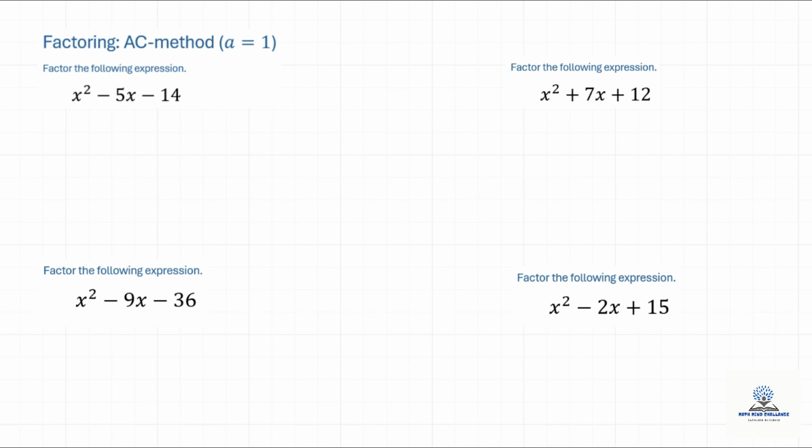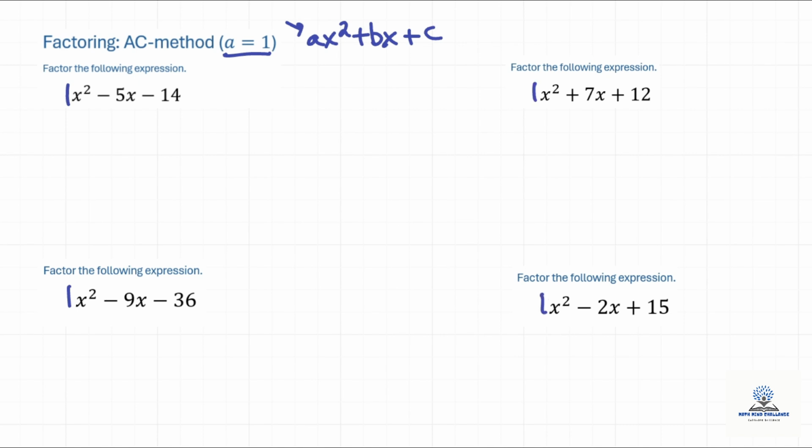In this video, we're going to look at a few different problems involving factoring using the AC method. An important distinction here is that all of these have a equals 1, meaning in the form ax squared plus bx plus c, the number in front of x squared, which is this a right here, is always 1. Well, it's not always 1, but it is for these 4 problems.